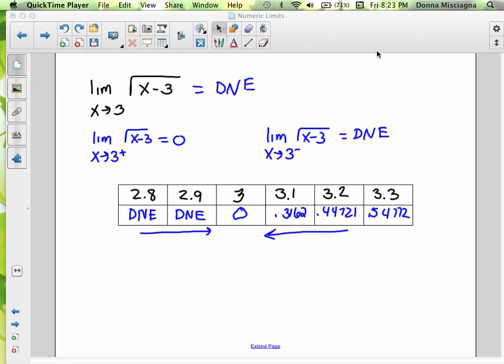So you have to be careful that your function's existing from the left and right-hand side. Otherwise, you can only take a one-sided limit. So if your function doesn't exist on one side of your point, then you can only take a one-sided limit.